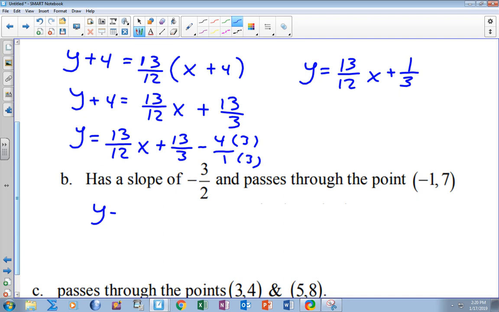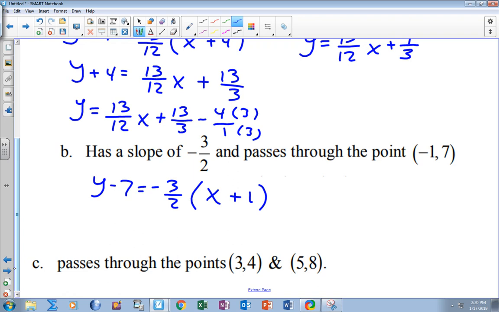Y minus your y sub 1, so y minus 7 equals negative 3 halves, then it'd be times negative 1, oh, I was going to plug it in. So, sorry, negative 3 halves and x plus 1. Yep, that's it. Thank you. And then distribute through and solve, right?